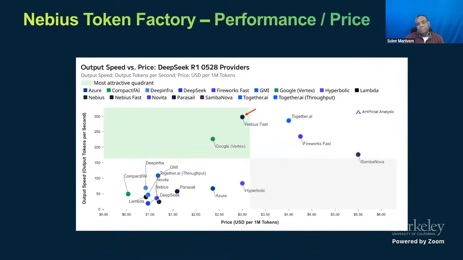Price performance, you can see, again, I took this from Artificial Analysis. So the green quadrant is where you want to be, and it gives you good performance and good price. And you can see, if you look at these benchmarks, you would see Nebius in the top tier. So what that means is, remember, our cloud is built specifically for AI workloads. So we give you a pretty good price performance ratio as well.